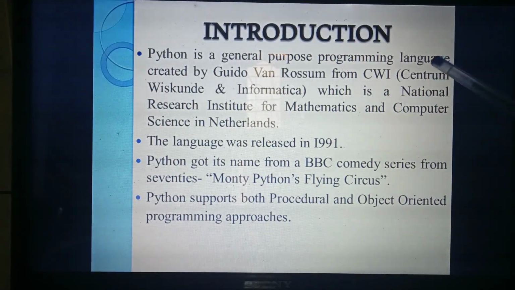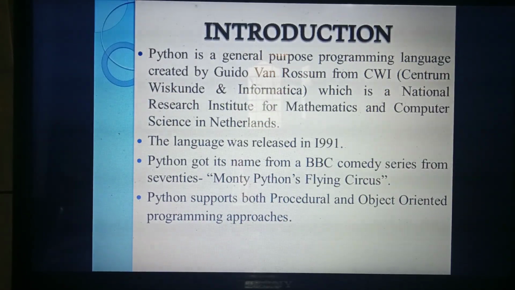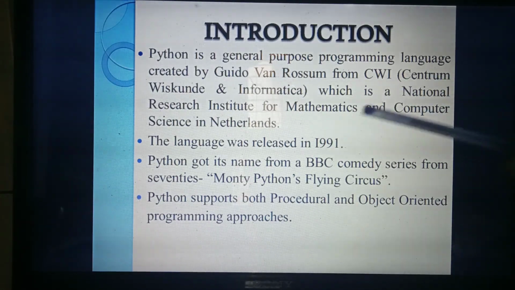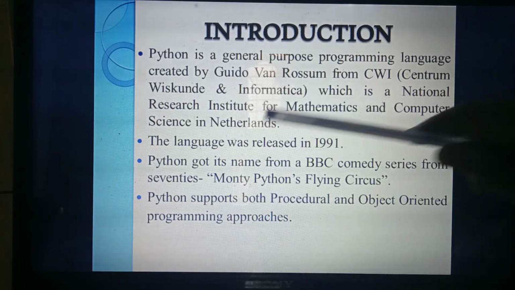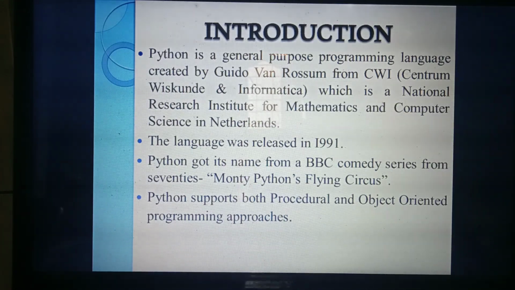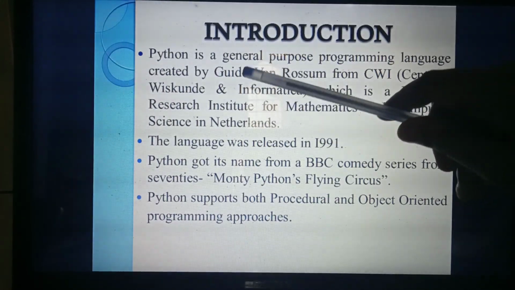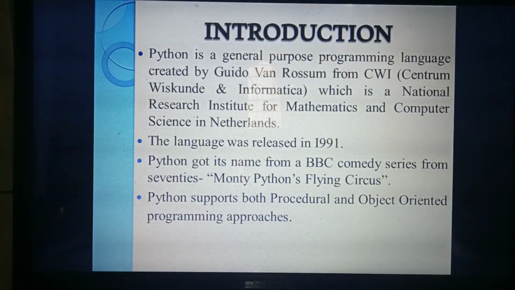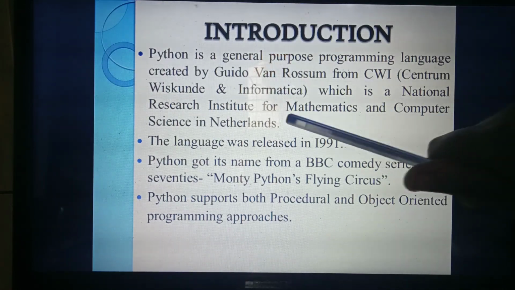Where was he working when he created it? At CWI, that means Centrum Wiskunde & Informatica. That is a research institute, the National Research Institute for Mathematics and Computer Science, located in the Netherlands. Just read it. This is all the introduction about your language. Python is a general purpose programming language, created by Guido van Rossum at Centrum Wiskunde & Informatica, the National Research Institute for Mathematics and Computer Science in the Netherlands.